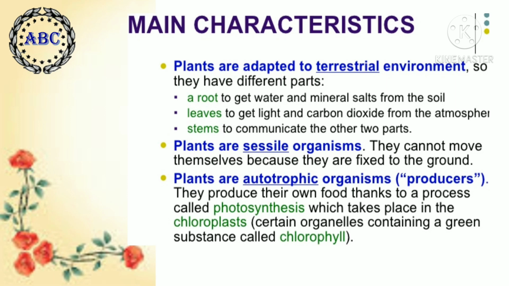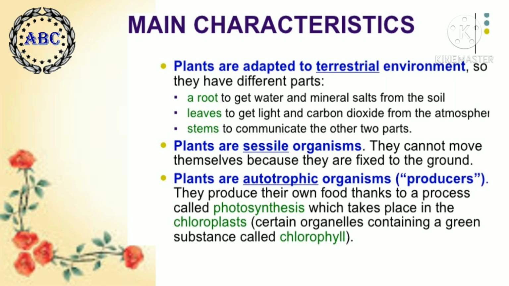These are the main characteristics of plants. The plants are adapted to a terrestrial environment, so they have different parts: a root to get water and mineral salts from the soil, leaves to get light and carbon dioxide from the atmosphere for photosynthesis, and stems to communicate the other two parts, that is, the root and leaves.